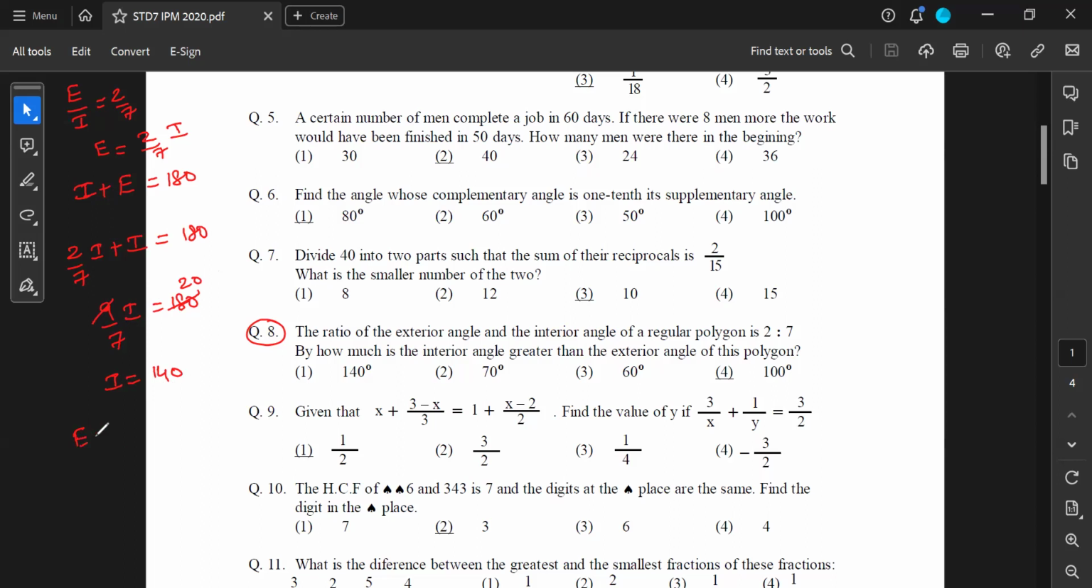Obviously, then the exterior angle is 180 minus interior angle. So that will give me 180 minus 140 equal to 40. So interior is 140, exterior is 40, which means the difference between them is 100. 100 is your correct answer. The question is how much greater is the interior angle as compared to the exterior? Basically, the difference is what they're asking.